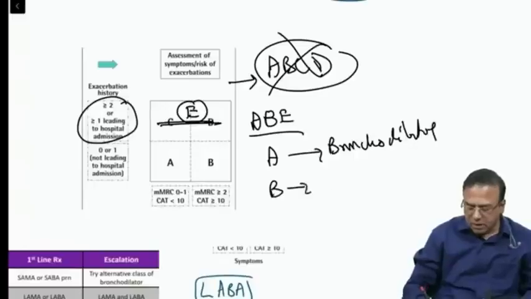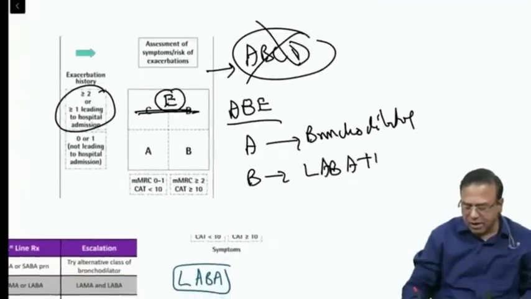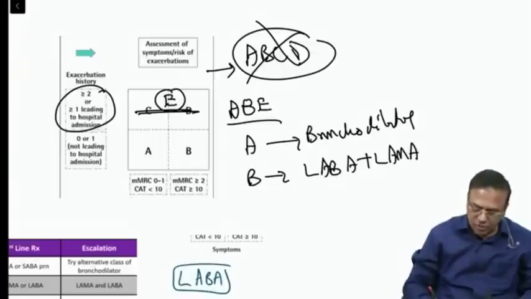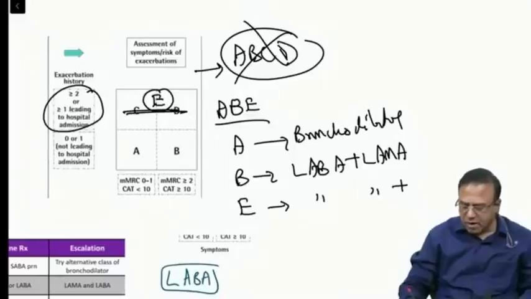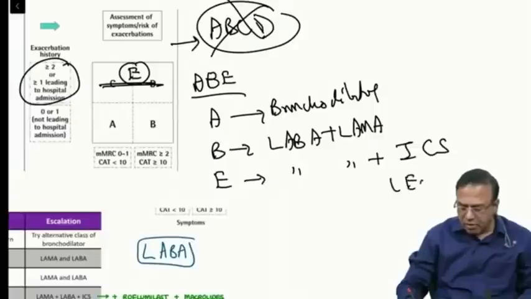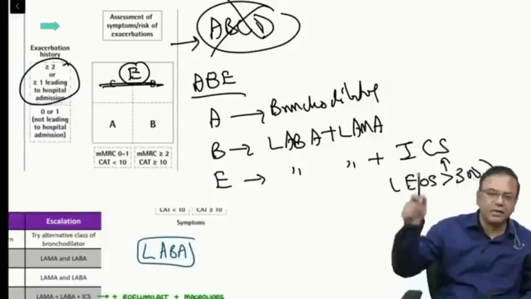For B, you have to use a LABA-LAMA combination, a long-acting beta-2 agonist and long-acting anti-muscarinic agent combination inhaler. For E, you're going to use the same thing, plus you can consider adding an inhaled steroid provided the eosinophil count is more than 300. If the eosinophil count is more than 300, add inhaled steroid.